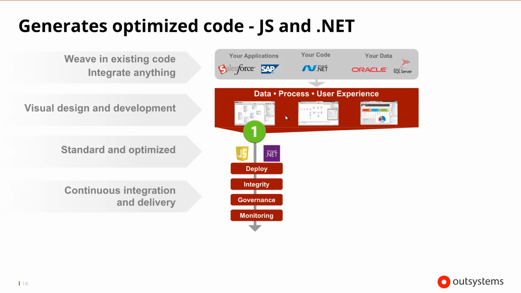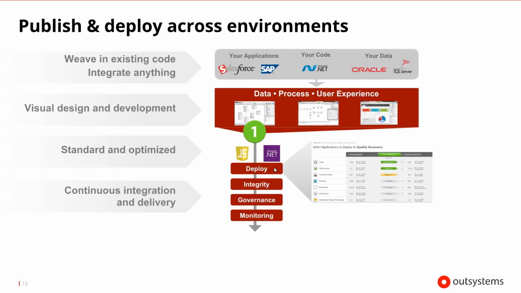Once development is complete, we can then publish in a standard and optimized way to the server. And this is done by publishing the description of the application and generating the standard HTML, JavaScript, and .NET code to be able to create the resources necessary to run the web or mobile applications. So then we can take those applications and deploy them across the different environments, from development to QA to production.